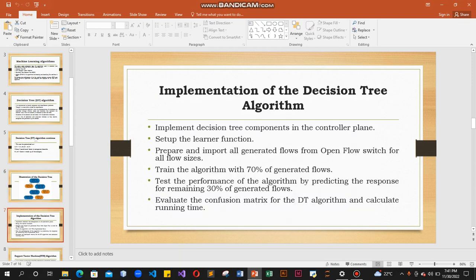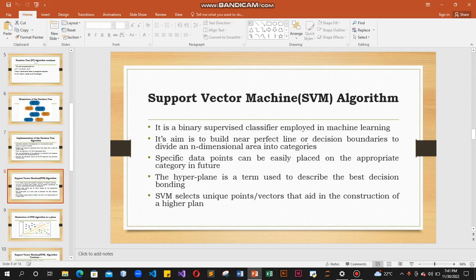We went ahead to do the implementation. Of course, that is basically the background of the decision tree. Here we look at the algorithm, how we would have implemented it. First of all, implement the decision tree components in a control panel. Prepare and import all generated flows from Open vSwitch for all the flow sizes. Training the algorithm with 70% and testing it with 30%. And at the end of it, we have to evaluate the confusion matrix for the DT algorithm and then calculate the running time.